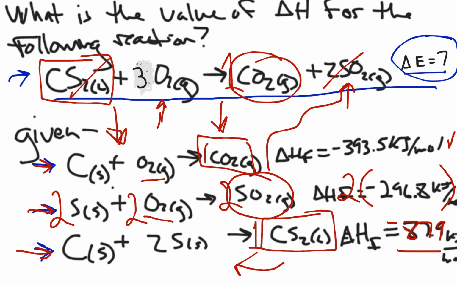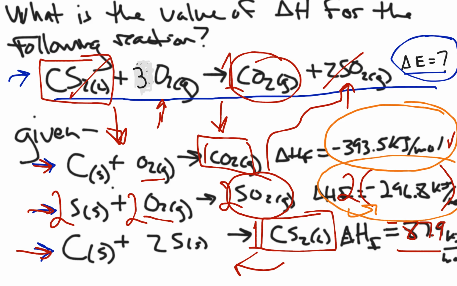So, mathematically, what I'm going to do, and I know it's kind of ugly, but just go with me here. Mathematically, I'm going to take this value. I'm going to take 2 times that value. And I'm going to take negative 87.9. I'm going to add them all together.